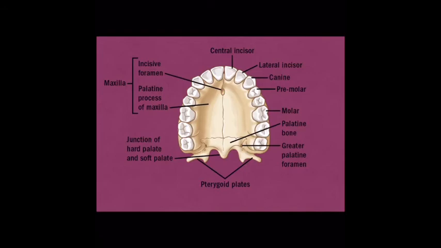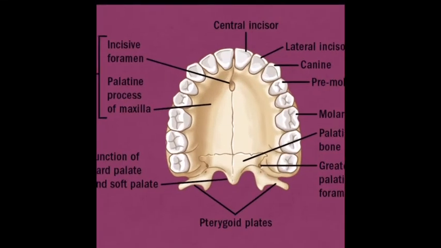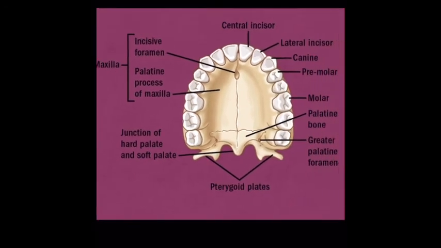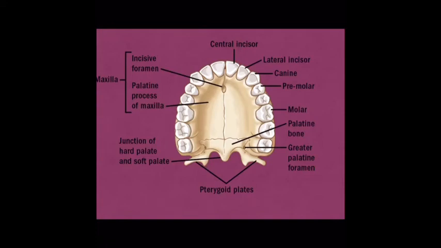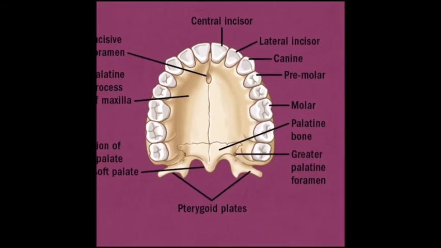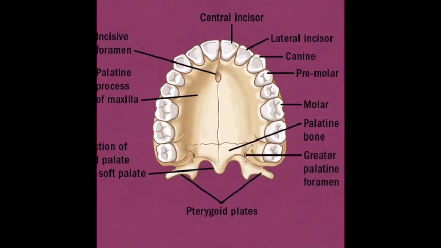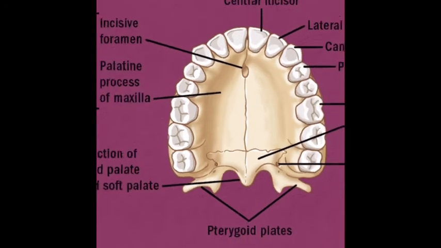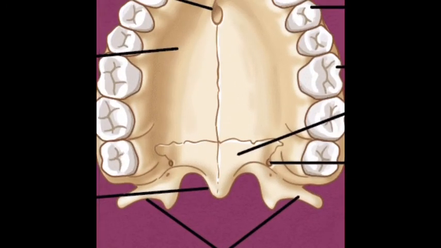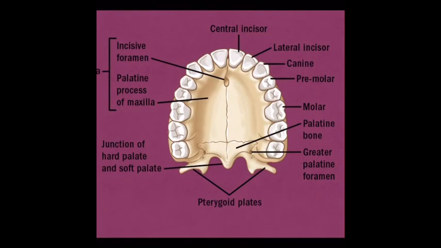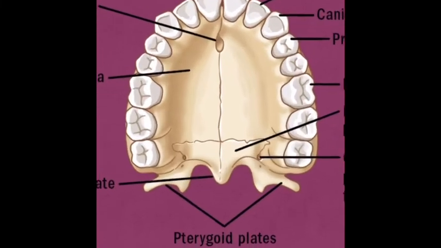وهذا هو شكل البلاتين بروسيس أو البلاتين بون. هاي هنا الشكل يسموه incisive foramen. والبلاتين بروسيس اوف ماكسيلا مثل ما بأشر. والسنترال انسايزر هي الأسنان الأمامية، هاي نعرفها. واللاترال انسايزر والكيناين والبريمولار والمولار، هاي أجزاء الأسنان مالتها. هنا عندنا الجريتر بلاتين فورامين. وهنا البلاتين بون. وهذا الاثنين حسب التأشير بتروجويد بليتس. هنا يصير عندنا الجنكشن of hard palate and soft palate، إذا هنا يصير ملتقى أو التقاطع بين ال hard palate and the soft palate.